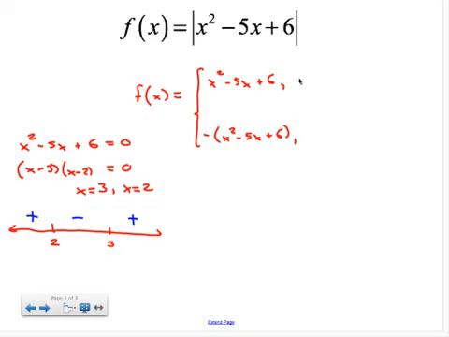Okay, so I can write that a couple ways here. I can write it in interval notation, so I will. So it's x squared minus 5x plus 6 between negative infinity and 2, and I'll include the 2 because 0 has no sign and the absolute value of 0 is still 0. Okay, and from 3 to infinity.